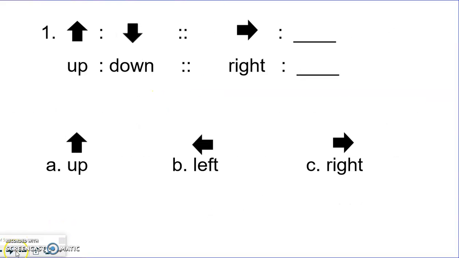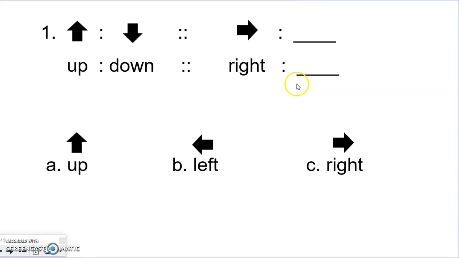Let's practice. All right, take a look at this first one. Up is to down. First, decide if they are same or opposite. Up and down are opposite. So, up is to down as we need opposites again because whatever happens at the beginning of the analogy happens at the end of the analogy. So up is to down. Those two words are opposites.